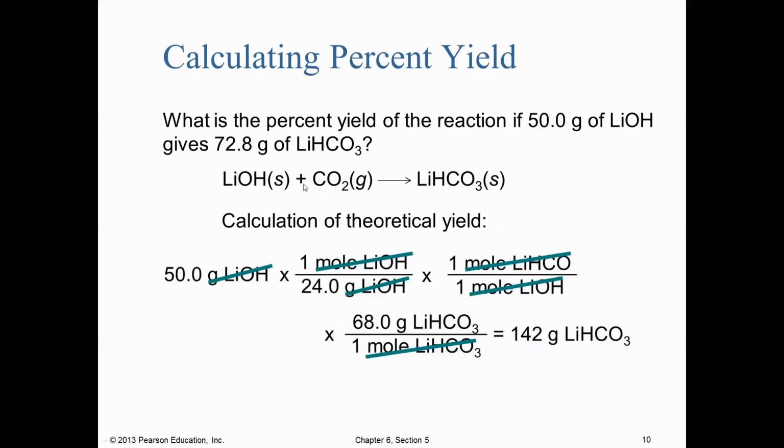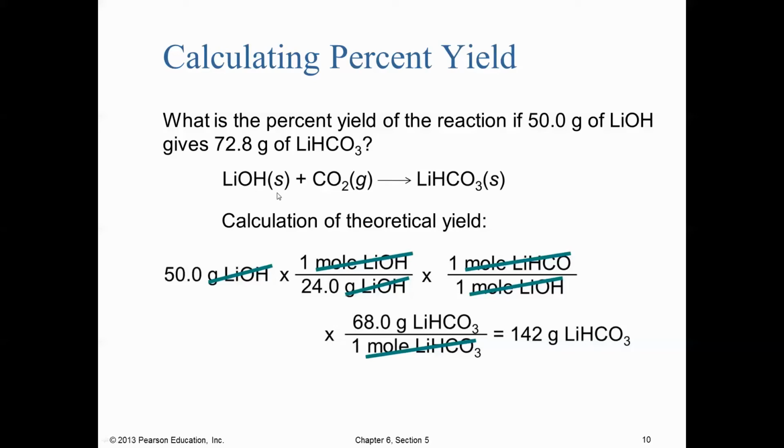So here is an example problem. What is the percent yield if a reaction of 50.0 grams of lithium hydroxide gives 72.8 grams of lithium bicarbonate? So here's our balanced equation. Everything reacts in this particular case in a 1:1:1 ratio.